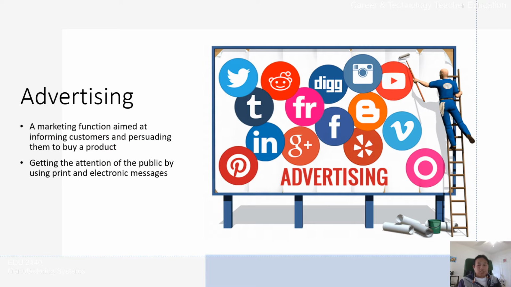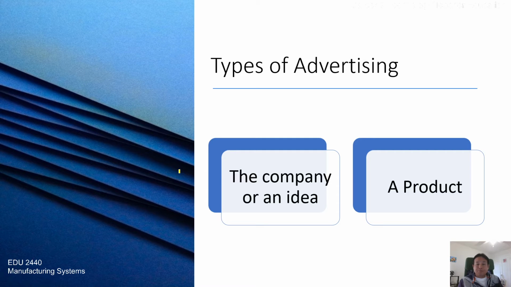So what is advertisement and advertising? Advertising is a marketing function aimed at informing customers and persuading them to buy your product. We have a lot of products in the world, so we need to advertise to sell your service or your products. That is advertising, and the primary goal is getting the attention of the public by using print or electronic messages. And there are two types of advertising basically.